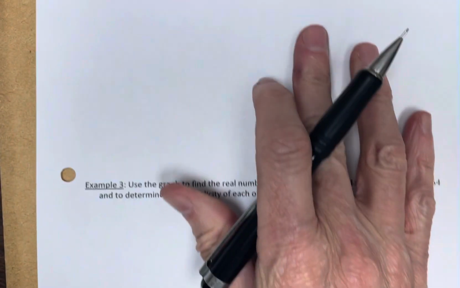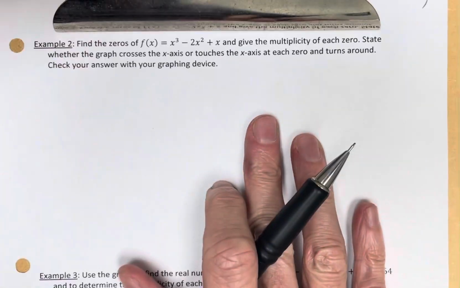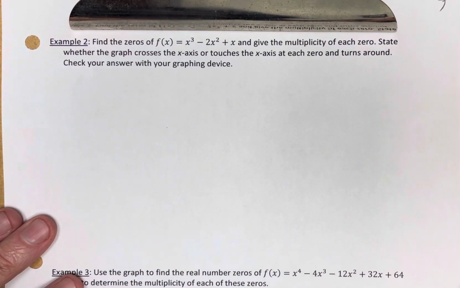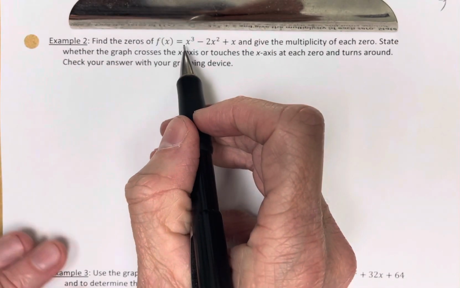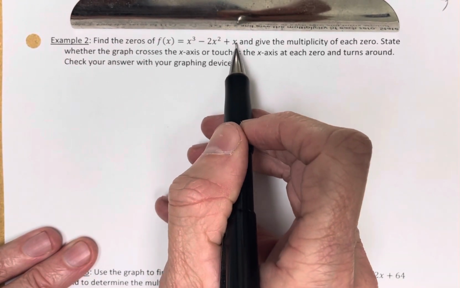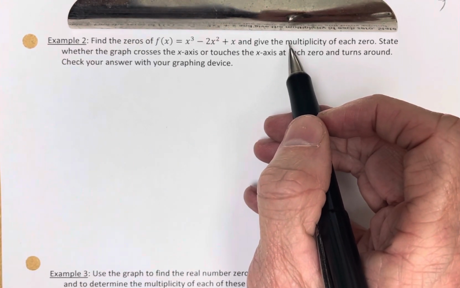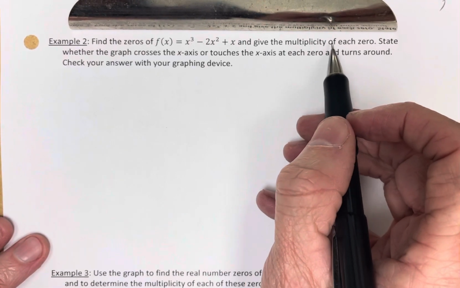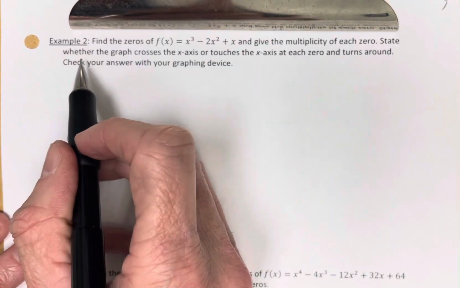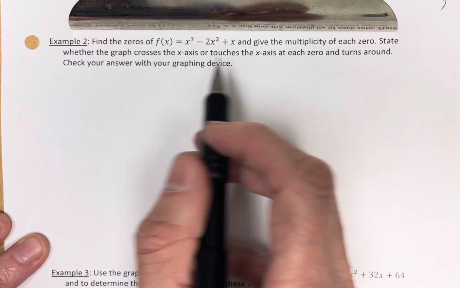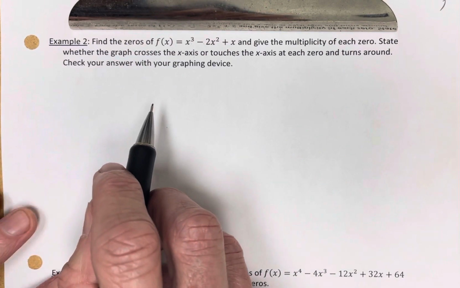All right. Let's take a look at 2 more examples. We'll do the next one with just a little bit of factoring. Okay, example number 2. Find the zeros of this 3rd degree polynomial, x cubed minus 2x squared plus x, and give the multiplicity of each zero, state whether the graph crosses the x-axis or touches the x-axis and turns around. Check your answer with your graphing device.